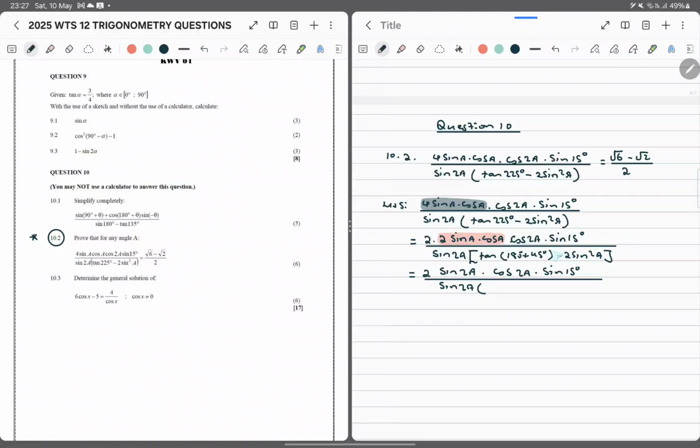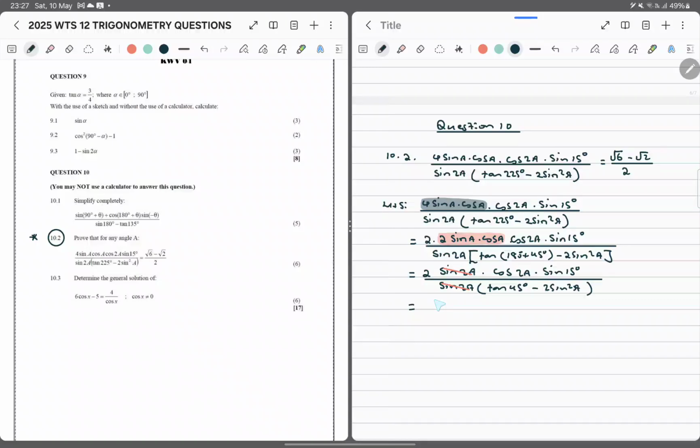Sine 2a, we break the big bracket. This is as good as tan 45 degrees minus 2 sine squared a. Okay, this one is the same as the one. Since that is a product, these ones can divide to 1. And then we are doing grades.